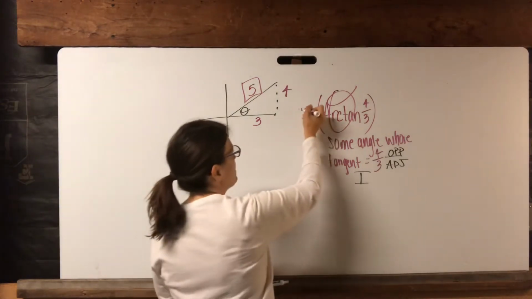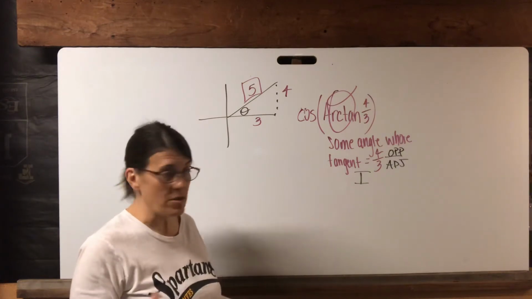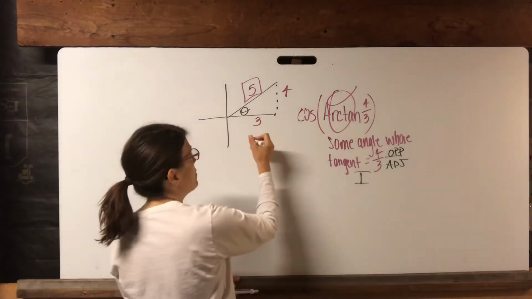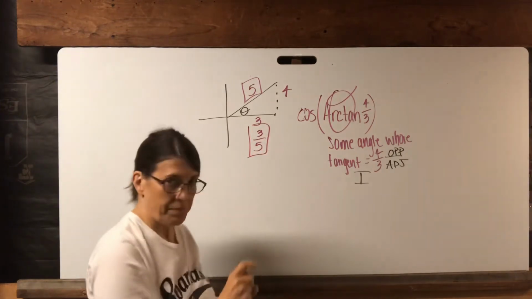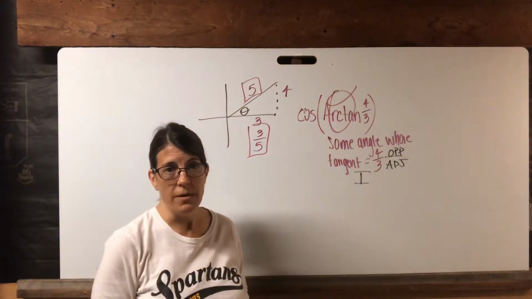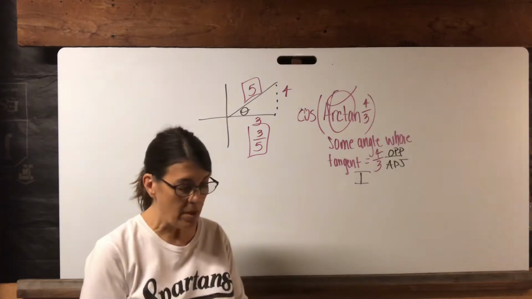So this got erased. I want to know now the cosine of this angle. Going back to SOHCAHTOA, the cosine of this angle is 3/5. Done, move on. So let's do another one with a negative value.